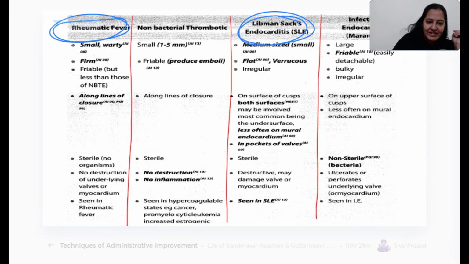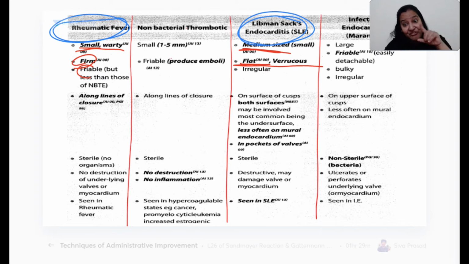So here in rheumatic, the vegetations were small and warty. Here vegetations are medium size. Number 1. Number 2, their vegetations were firm. Here vegetations are flat and verrucous. Take this word, Libman-Sacks. Number 3, friable. What do you mean by friable? Friable means brittleness, it breaks. Vegetation is a nodule, it will break and go away. So that is the friability.